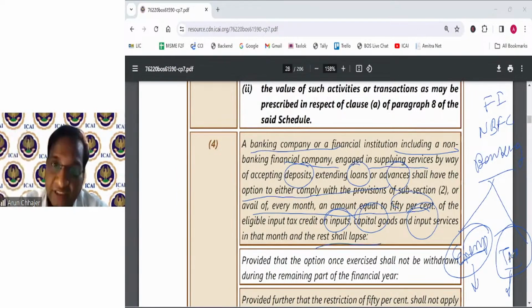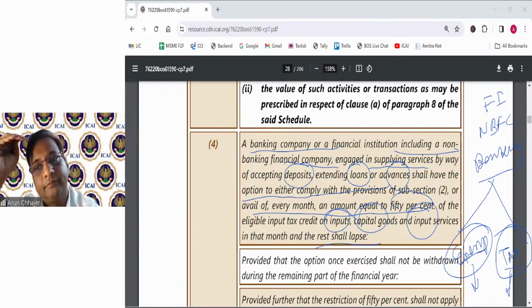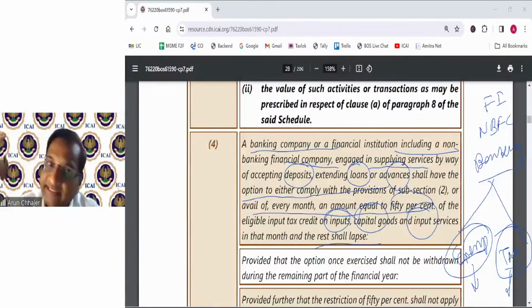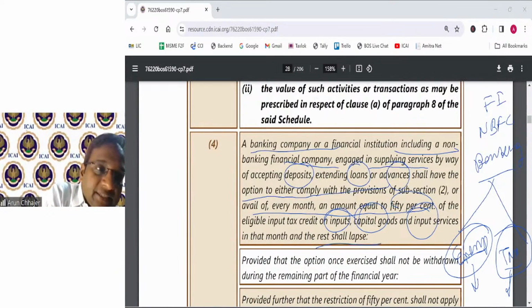Credit card loan, processing fees, service charges. They are providing n number of services. So if a banking company has both taxable as well as exempt supply, we can say 17 subsection 2 will come into the picture.